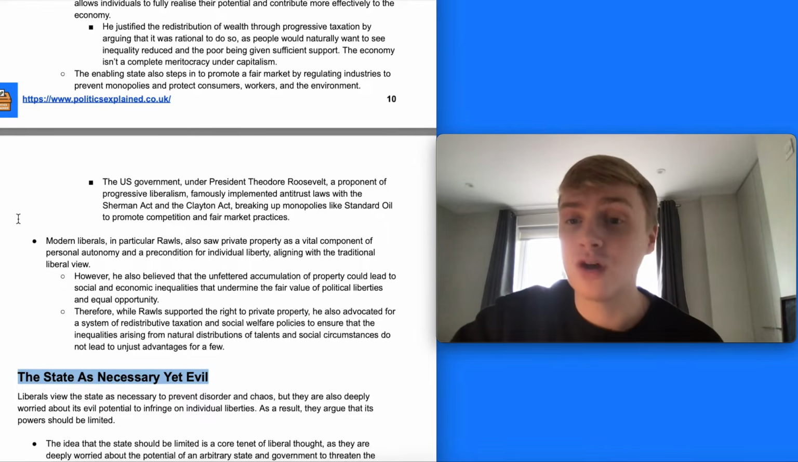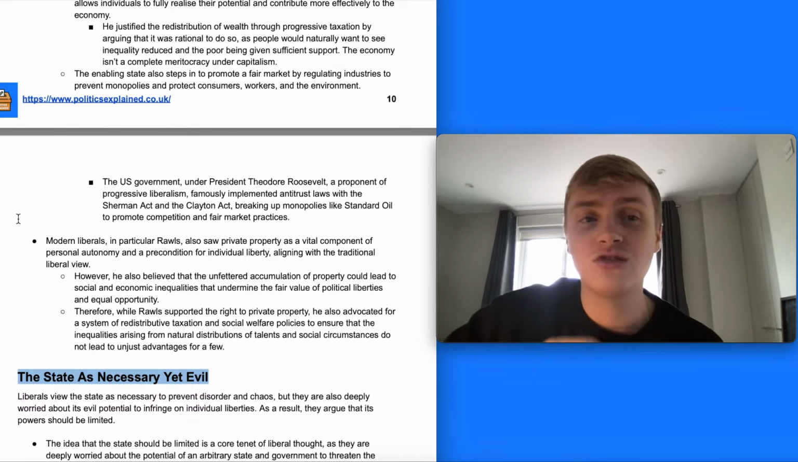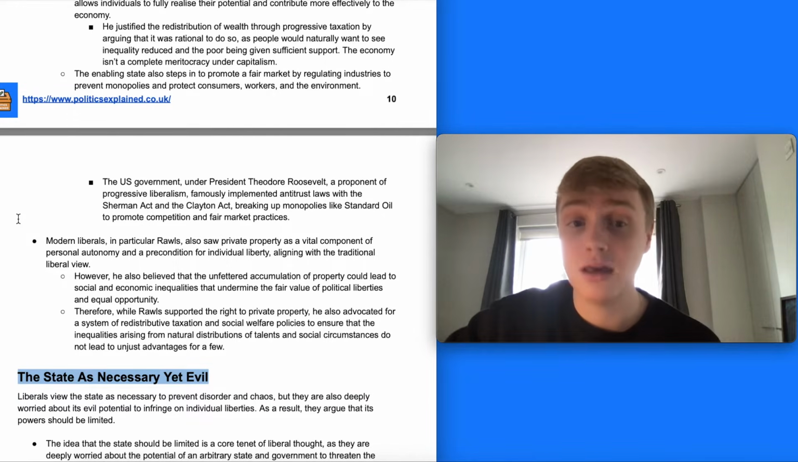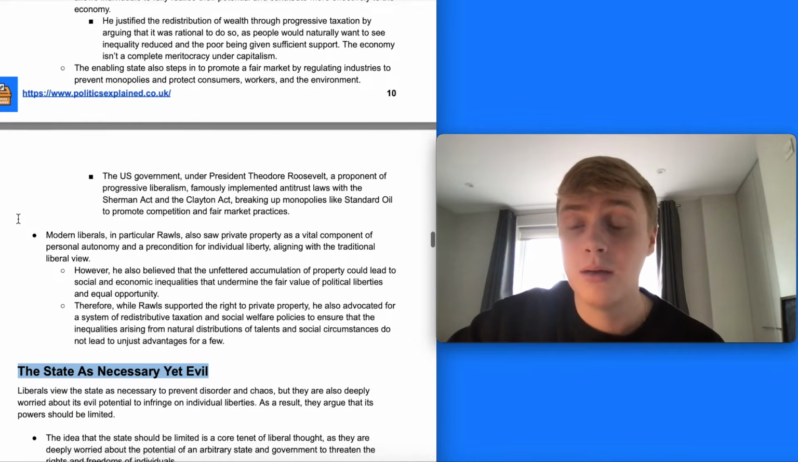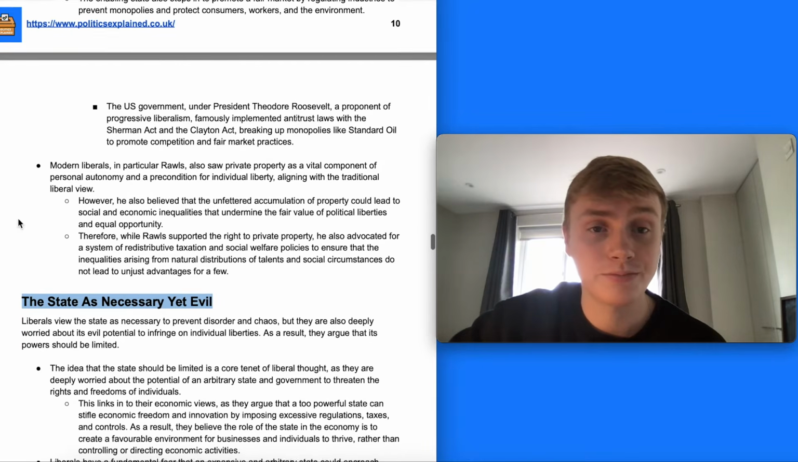And the enabling state also aims to promote a fair market by regulating industries, preventing monopolies and protecting consumers. And you see that in Theodore Roosevelt, who comes before FDR, with the antitrust laws, which really broke up the key monopolies in the American economy at the time.